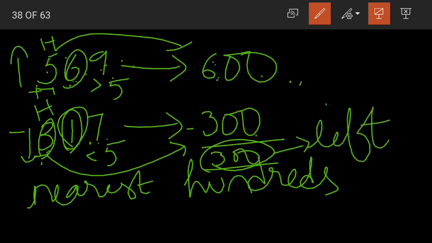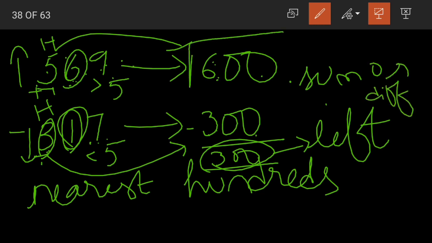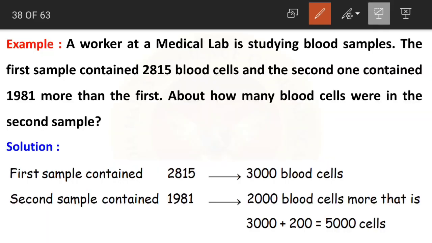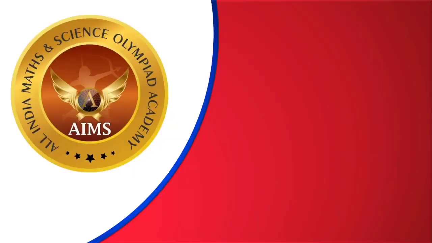Clear children? Be it estimating the sum or estimating the difference, the first step would be to first estimate the numbers, estimate the given numbers and then find the difference or the sum. I hope today's class was clear.